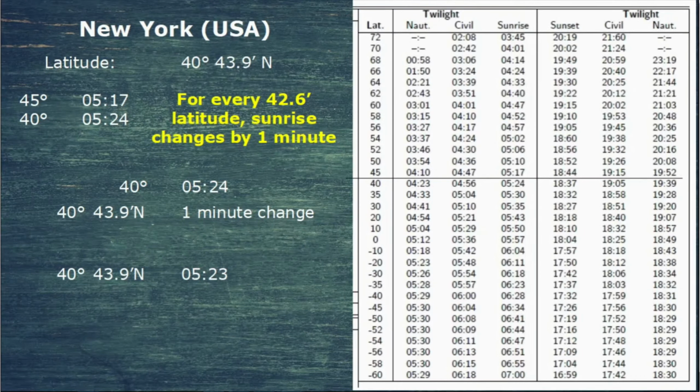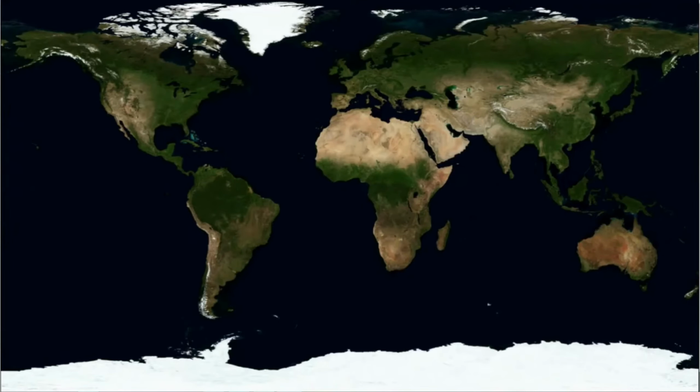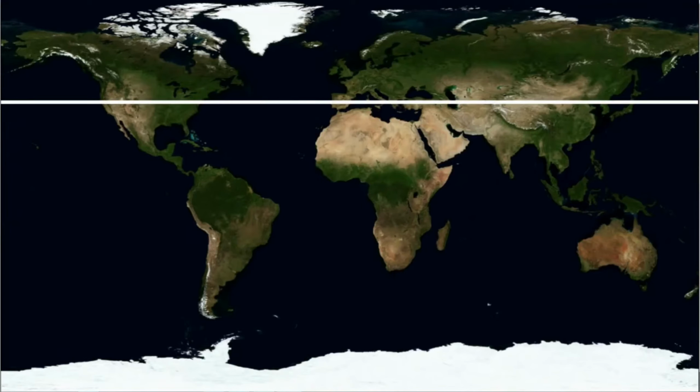But that's not the whole story. We need to move on to step 2, which is to find the true time difference from the prime meridian. I think I can explain this with a picture a little bit better. What we've actually found out is the time of sunrise on this latitude is going to be the same time regardless of where you are in the world, but it's only going to be at that precise time on the Greenwich meridian. To find out the exact time at your particular longitude, you've got to work out the time difference celestially from the Greenwich meridian.